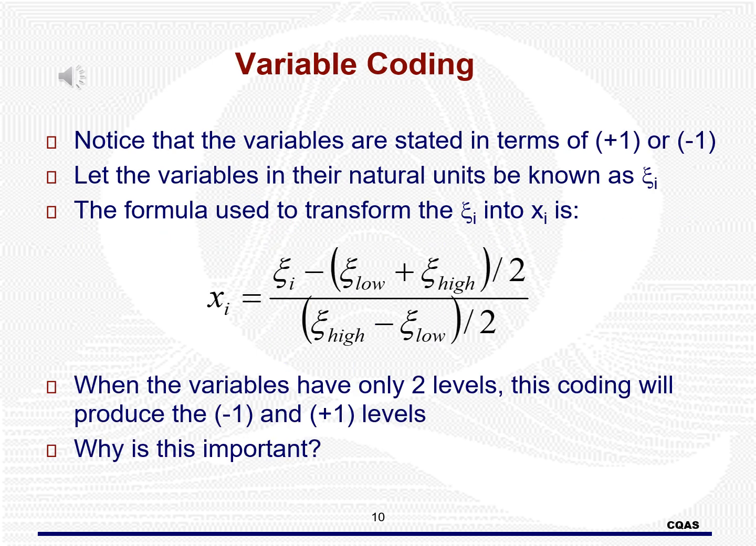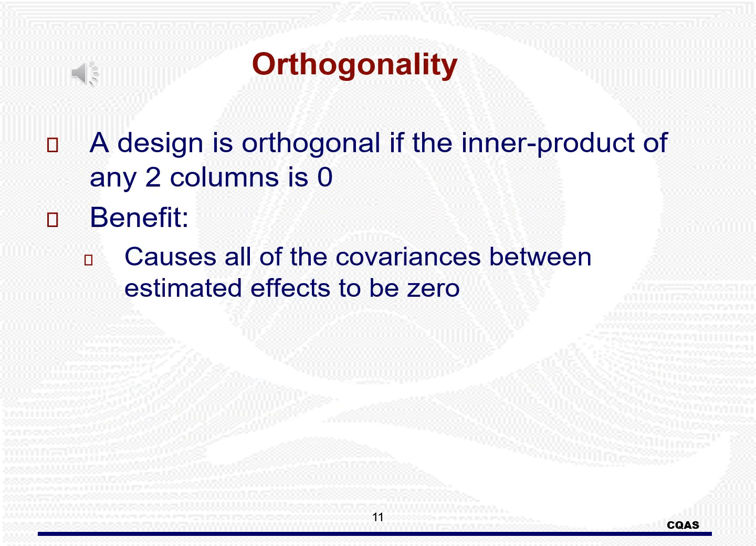Each of the variables on the previous slide was coded as plus or minus, which is actually short for +1 and -1. All of these variable levels are coded. If we assume that the variables in their natural units are considered as ξ, then the formula on the slide is used to code the variables to the -1 and +1 levels. The question that you should be asking yourself is, what is the benefit of having the levels coded to -1 and +1? The coding given on the previous slide causes the design to become orthogonal.